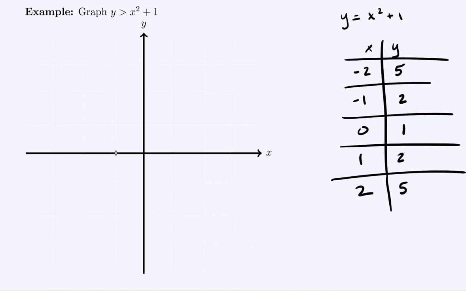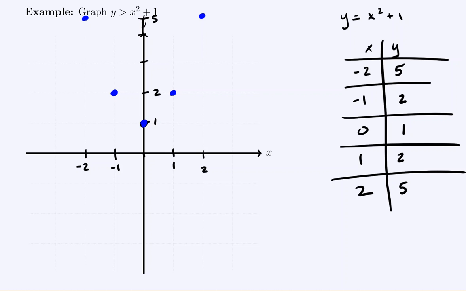Next, let's plot them. So we'd go 1, 2, 0, 1, 2, and we need to go up to 5. Let's add a line up here at 5. And we plot the points. We've got 0, 1. Next comes -1, 2, -2, 5, 1, 2, 2, 5.